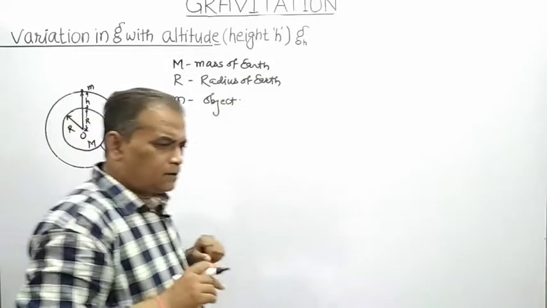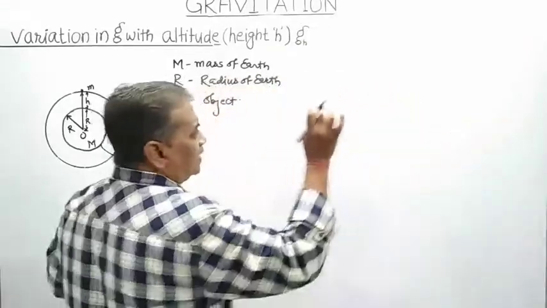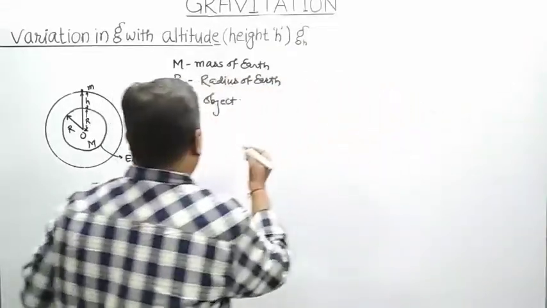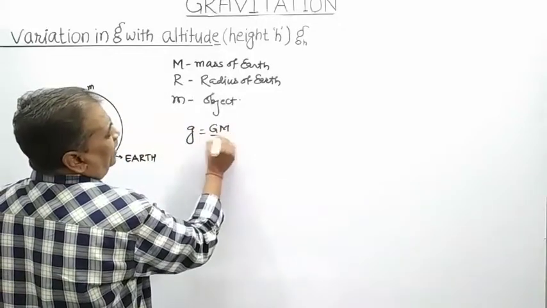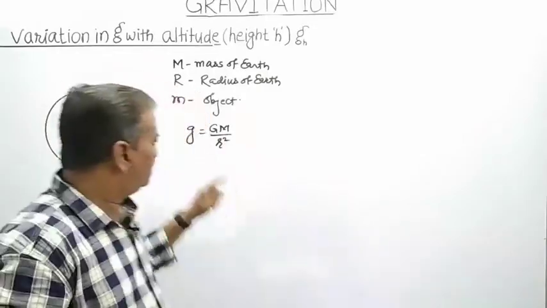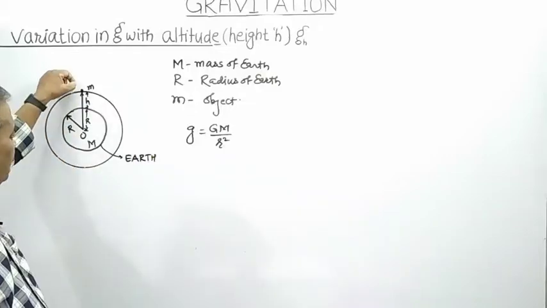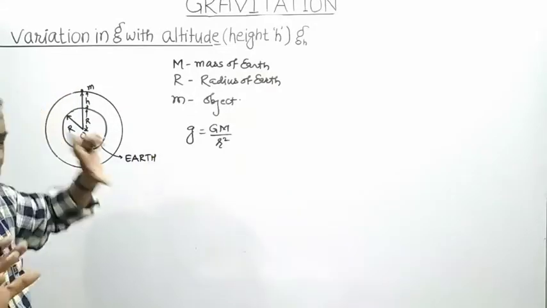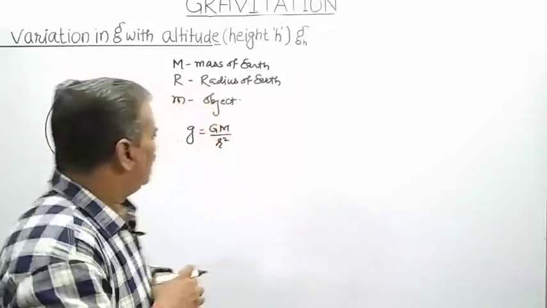We know the acceleration due to gravity g. What is the general formula for acceleration due to gravity? g is equal to GM divided by small r square, where small r represents the distance of that object from the center of the earth. It is the general expression for acceleration due to gravity.